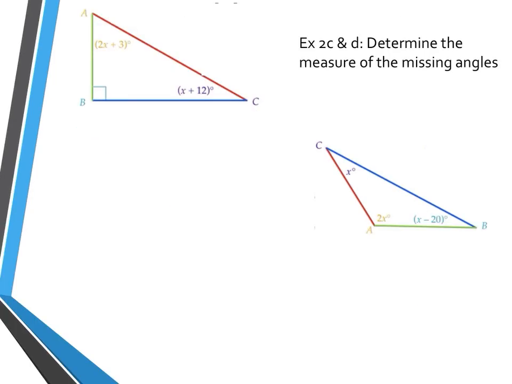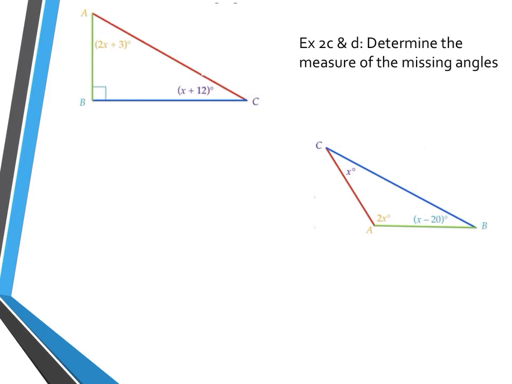All right, so let's take it up a notch and look at two more examples where we're using the triangle sum theorem. And now we're looking at expressions that represent our angle measures. So we'll start with this top left triangle where we see 2x plus 3 is one of the angles. X plus 12 is a different angle. And then we see our right angle symbol. So we know that this is our right triangle.